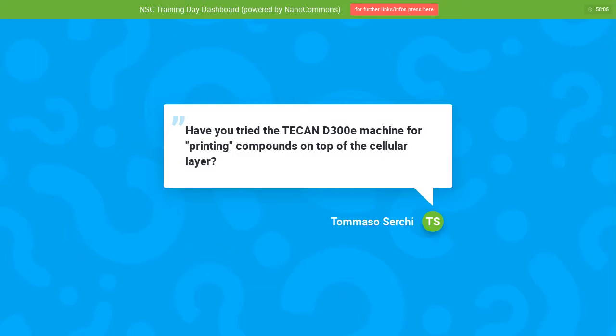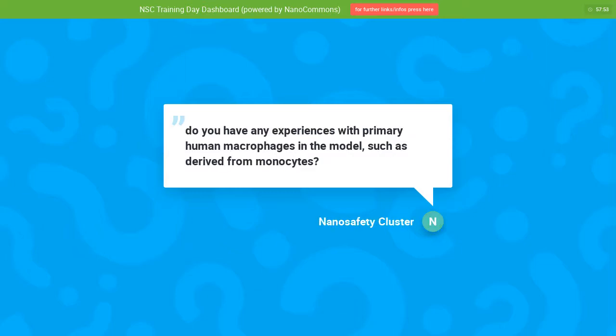No, we've not used the machine for printing our compounds on top of the cellular layer, but I think I've seen publications that have done so. I bet it is fantastic. I would quite like to have a shot with it.